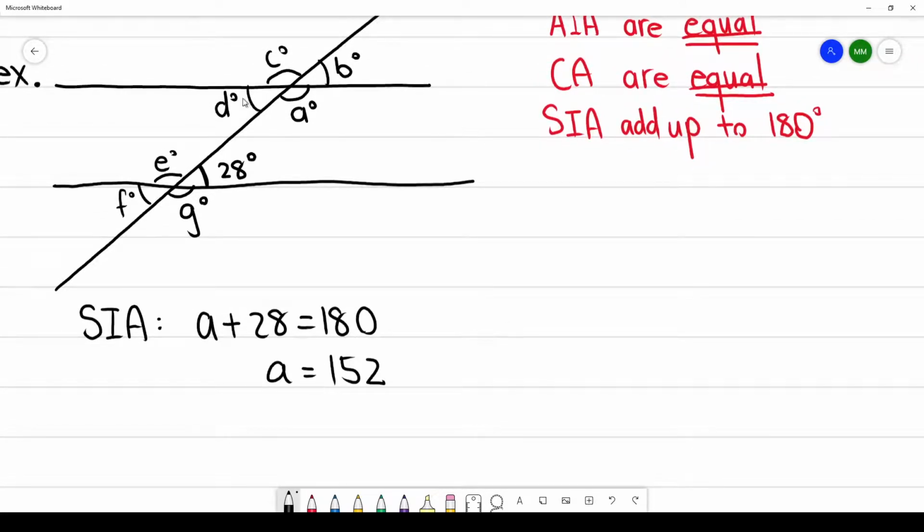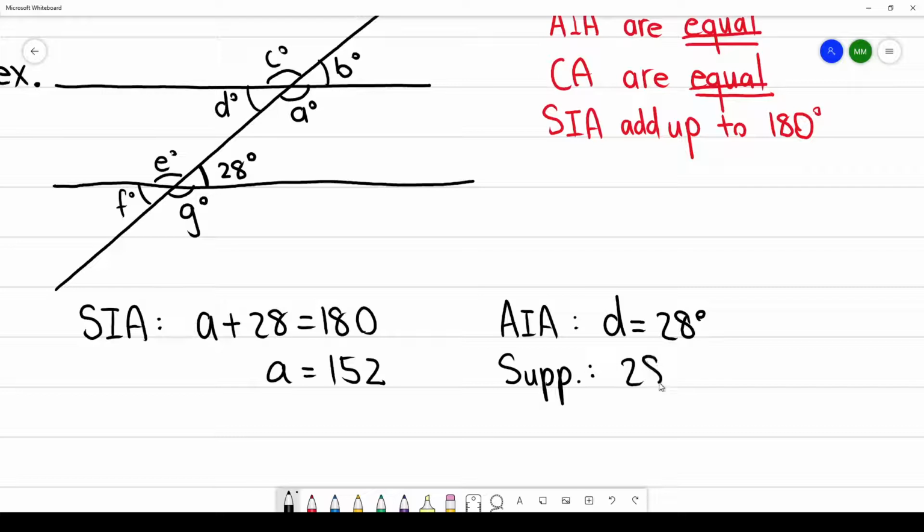Now, the other way you can find it out is if you have found out about D first. Well, D is AIA. So this is the Z. So by AIA, D is just straight up equal to 28, right? And then by supplementary angle, 28 plus A is equal to 180. And again, A just turns out to be 152.